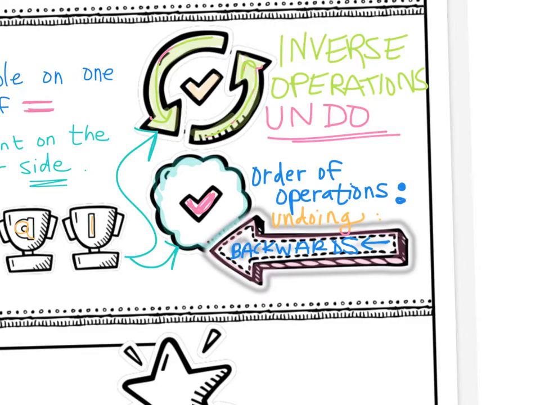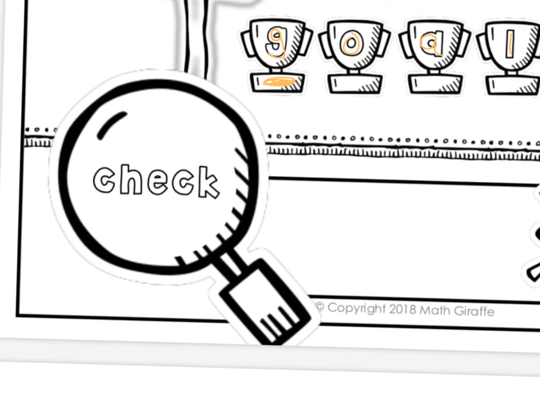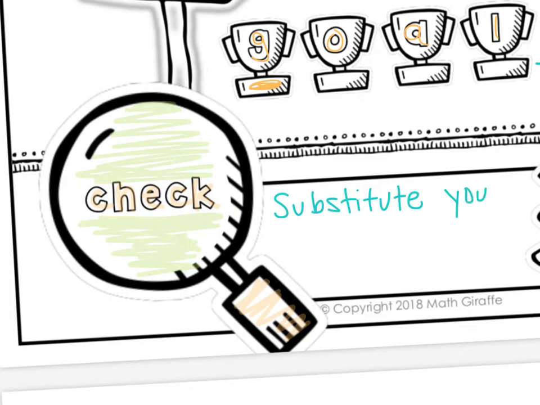So another great thing about these multi-step equations, you can always check that your answer is correct. You can substitute your answer in and check that your solution is correct, and you can fix any mistakes that you make. So that's what's great about multi-step equations. Substitute your solution. You substitute it back into your equation to make sure the equation is true.